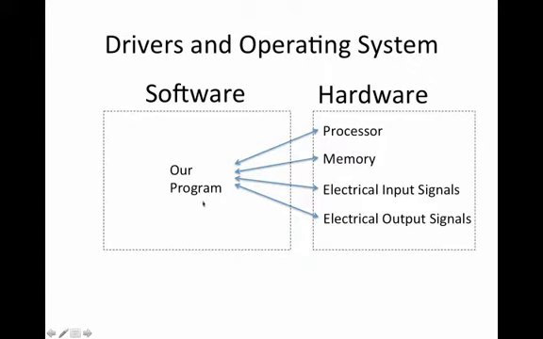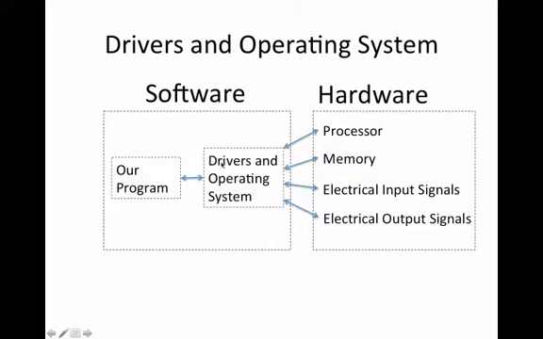However, if we do our program and include all those instructions, we'd have to do it again if we wrote a second program and a third program, so it'd be a little wasteful. So in fact, what computer scientists do is they have another layer called drivers and operating system. This is a piece of software that is in charge of talking directly to the processor, the memory, the electrical input signals and the electrical output signals.